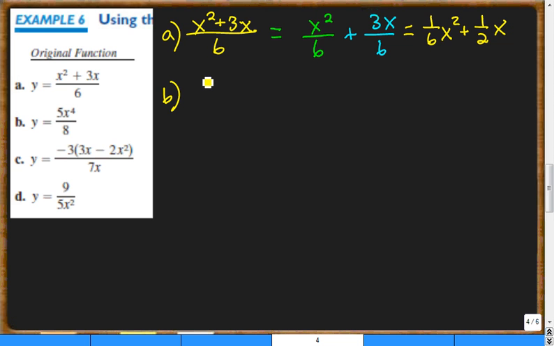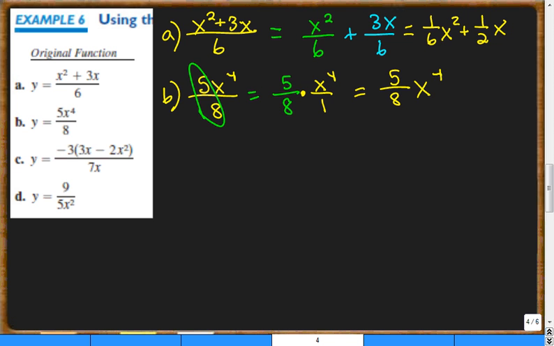B says we've got 5x to the 4th over 8. We worked on this before with our constant multiple rule, but we can, again, split this up. We can think of this as 5/8 out front, and then you're multiplying by x to the 4th over 1. This is the same thing as 5/8 x to the 4th, so again, something that we could easily evaluate using the power rule.